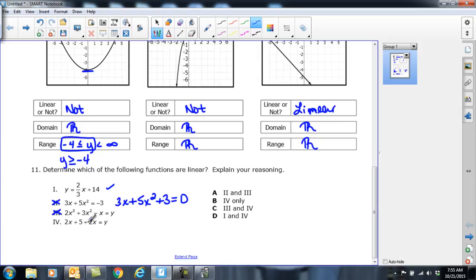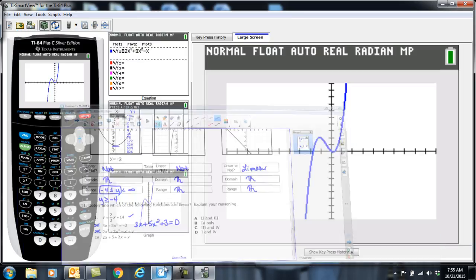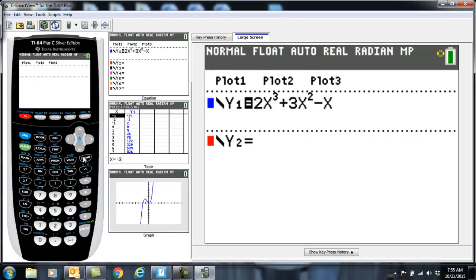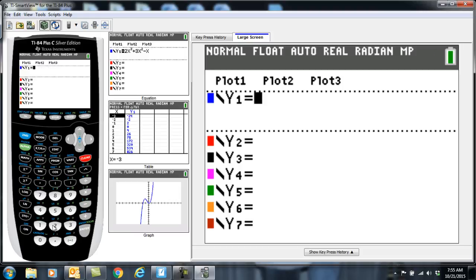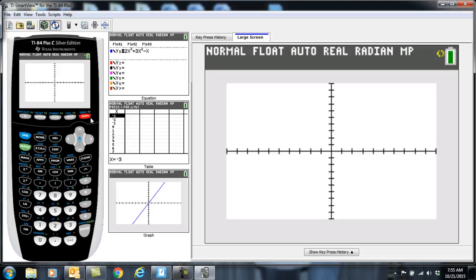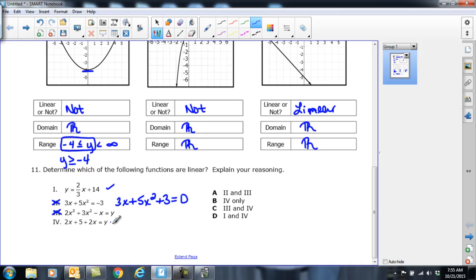I have 2x plus 5 plus 2x, so we're going to put that into our calculator. Y equals, I can do 2x plus 5 plus 2x, and I can graph that and look at it. And that one is a straight line. And so now I have a straight line for this one, and for 1 and for 4, but the other 2 not. So if I look at my answer choices, 1 and 4 are straight lines.